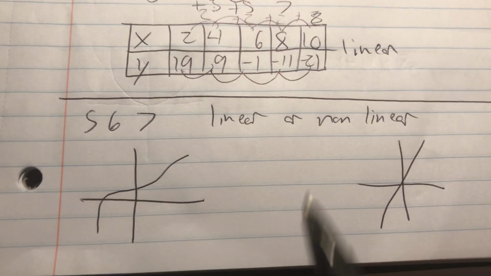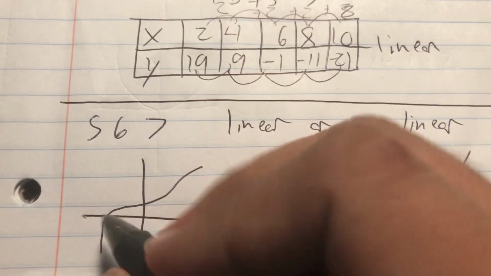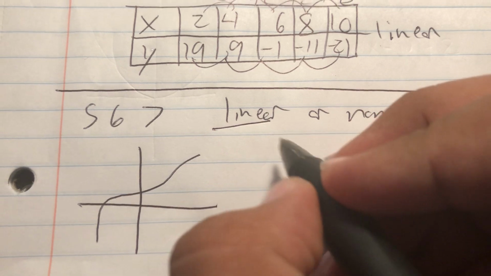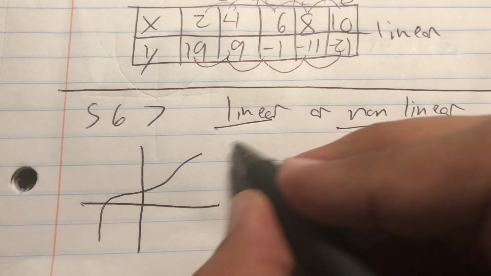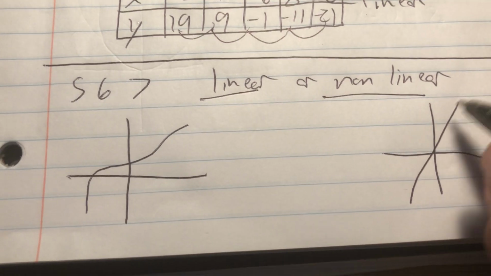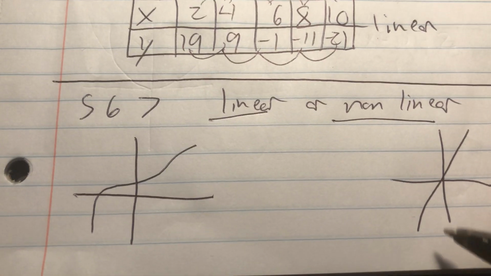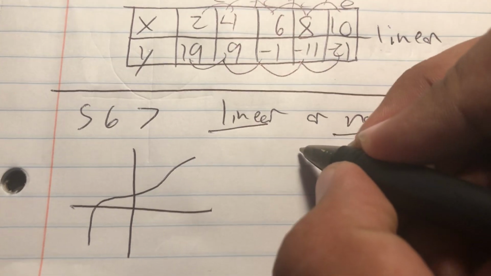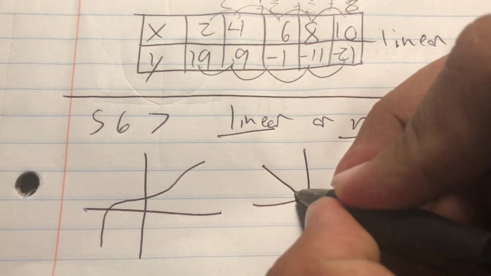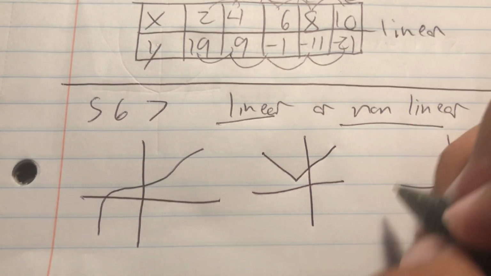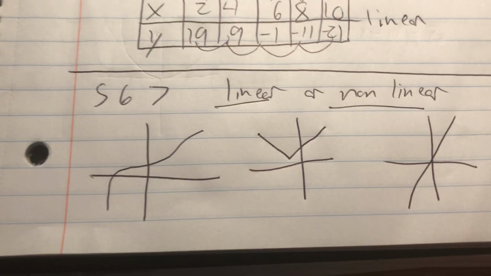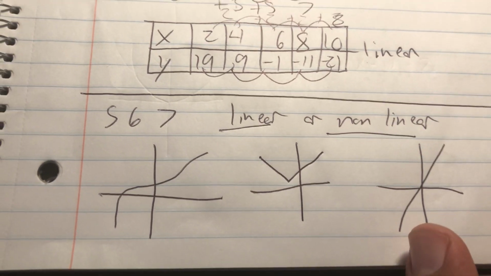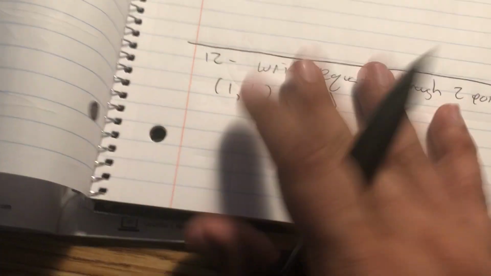Now, 5, 6, and 7 are graph lines. If they're a straight line, it's linear. That's what linear means. If it's not a straight line, then it's nonlinear. So if it looks like this, it's nonlinear. This is my attempt at making a straight line with my hand. That's linear. And if it's a straight line and then it goes somewhere else in a straight line, that's still nonlinear. It has to stay a consistent straight line all the way through. Okay, so that's question 5, 6, and 7.